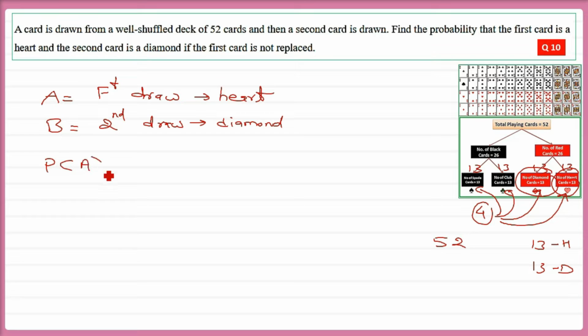What is the probability of getting a heart? We have the total number of cases, because there are 52 cards, so it goes in the denominator, and the probability of getting a heart, which is the 13 numbers. So 13 by 52 is 1 by 4.